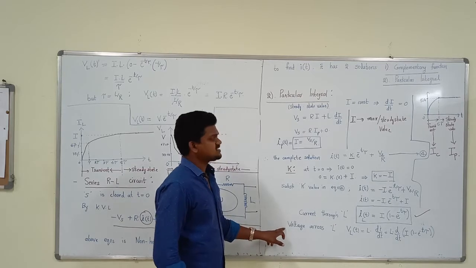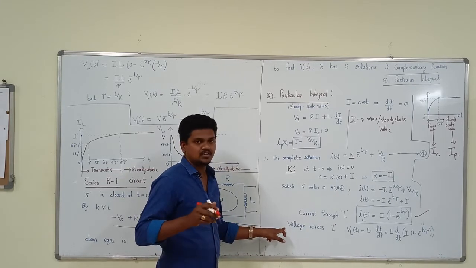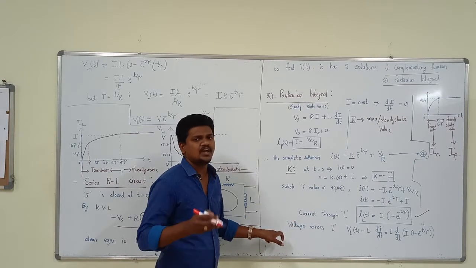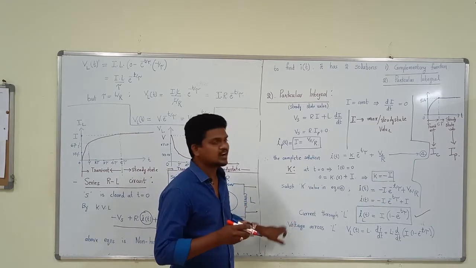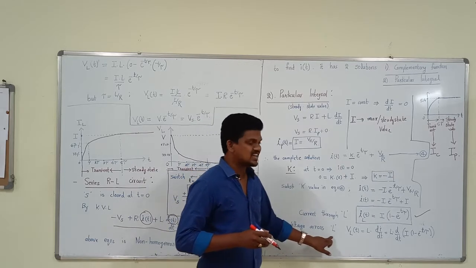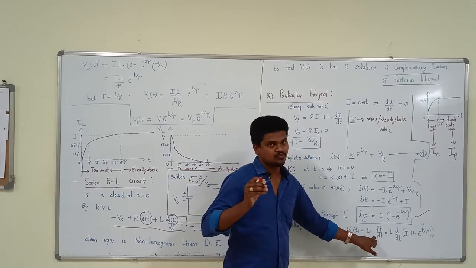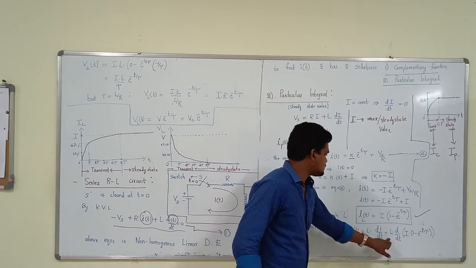Next, we will discuss voltage also. In the time analysis, we will discuss two things, one is current and another is voltage. Why? Because power consists of current and voltage only. That is why the voltage across L, VL of t, equals L into di by dt. This is the formula of the voltage.